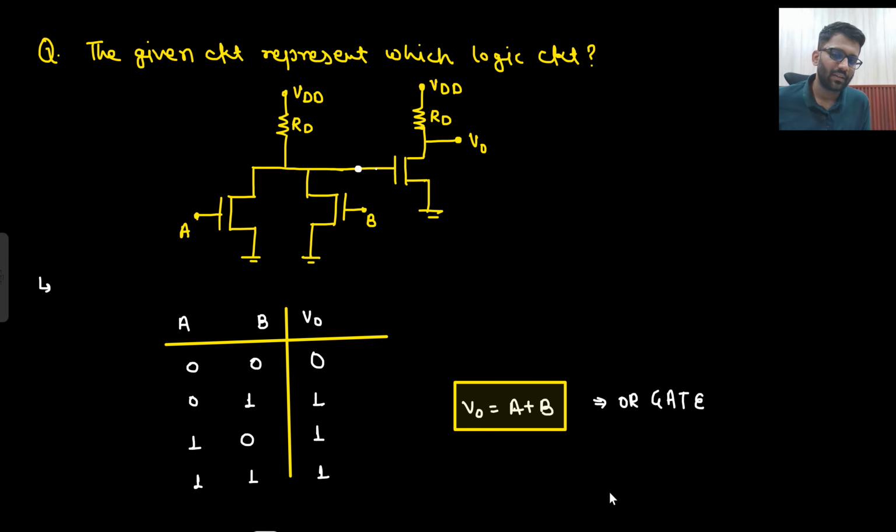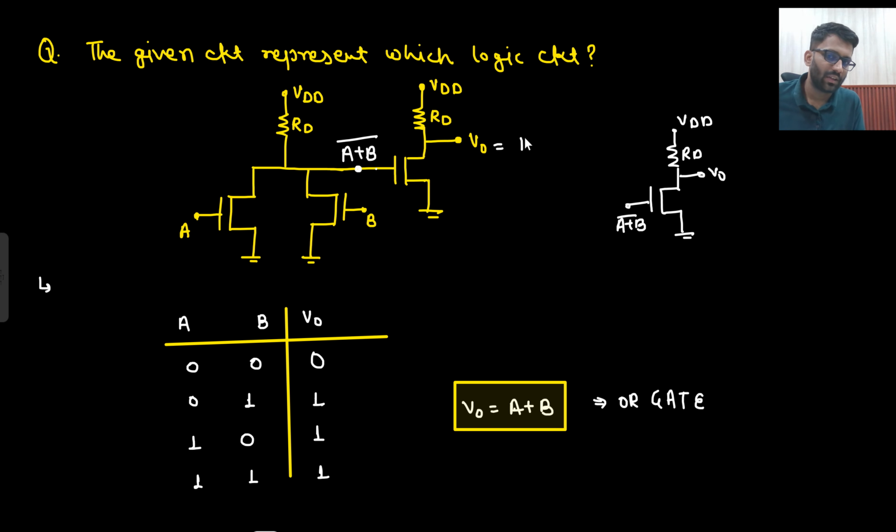What is the other way? You can see both are in parallel. That gives A plus B, and since it is connected to ground, A plus B bar. Now there is an NMOS whose input is A plus B bar. This is your VDD, this is your RD. So at the output you receive the bar of this: A plus B bar and another bar, so A plus B. That's it. You don't need to make a truth table.